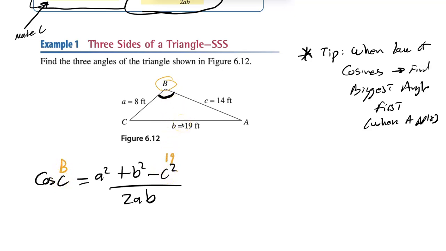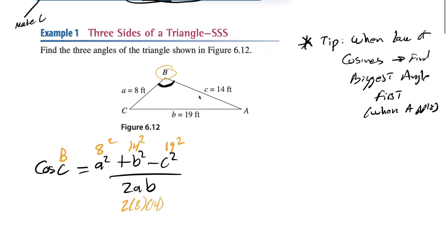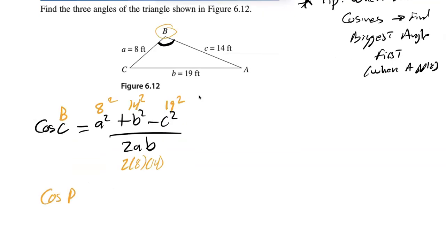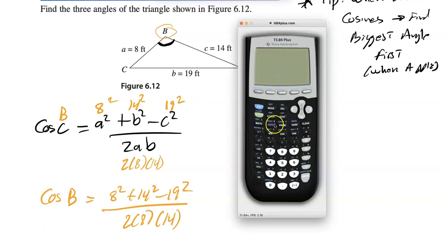That goes here, 19 squared. And then the other two are a and b, doesn't matter. So one's 8, one's 14. 8 squared, 14 squared. 2 times 8 and 14. So let's rewrite that. Cosine of B is equal to 8 squared plus 14 squared minus 19 squared over 2, 8, and 14. I brought the calculator to show you how to do this one. Now, if you have an updated calculator, I would do alpha y equals. Let's bring up a fraction. So you can put it in without fear, right?